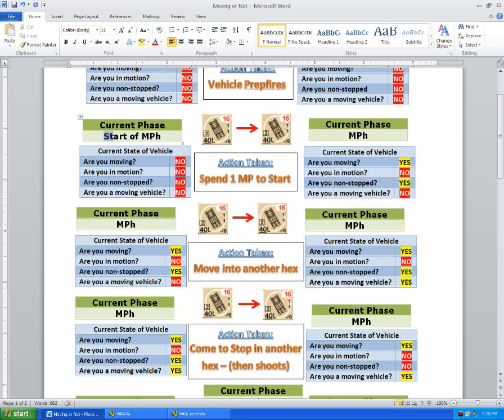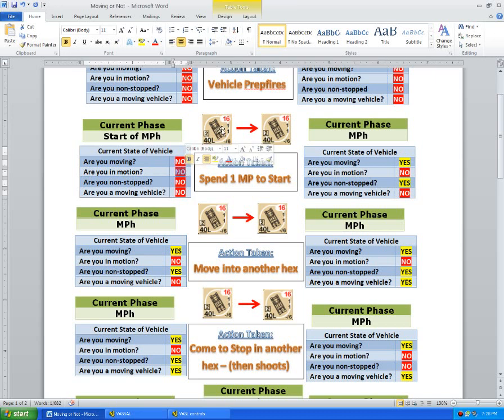At the start of the movement phase, are we moving? No, we are not moving because we haven't actually spent any movement points on this vehicle yet. Are we in motion? No, we're not in motion because we haven't got a motion counter on it. Are we non-stopped? No, we are stopped, so no, we are non-stopped. Are we a moving vehicle? No, obviously we haven't spent any movement points to move, so no. So the action we're going to take, we're going to spend one movement point to start.